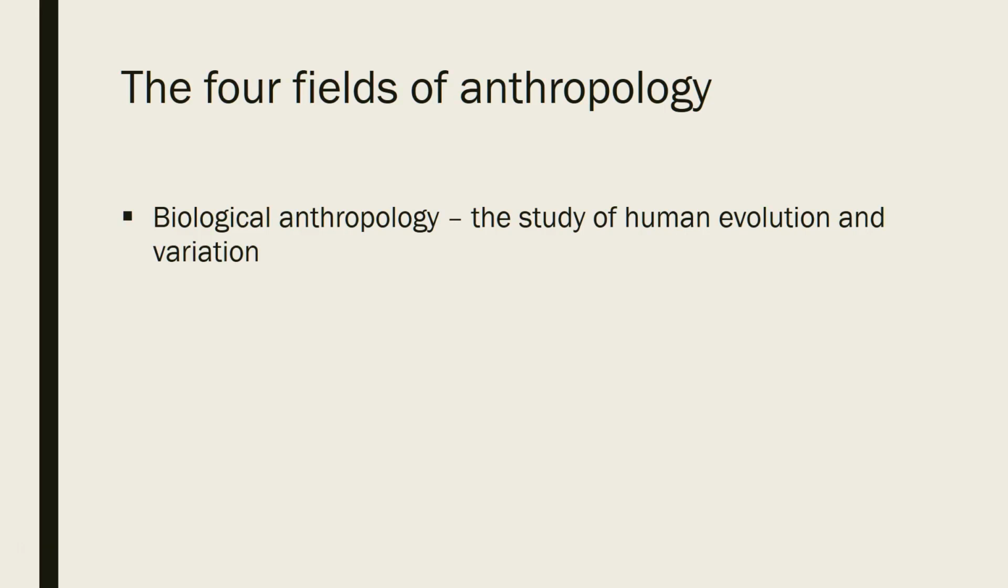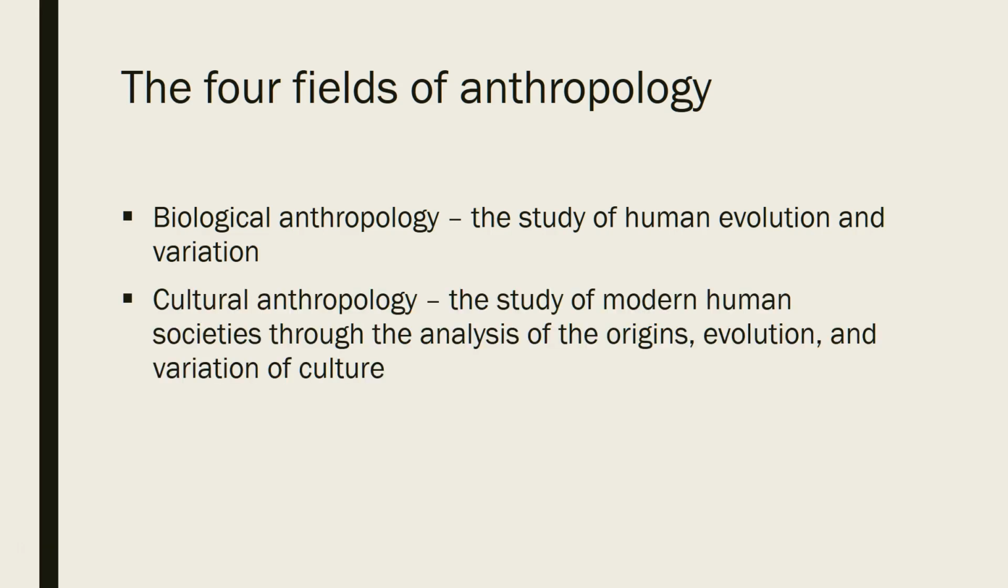Okay, now that we've defined what anthropology is, we're going to take a look at the four-field approach to anthropology as is commonly taught in the United States. I should add a little bit of a caveat in the sense that most anthropologists do not specialize in all four fields of anthropology. Having noted that, let's take a look at the definitions for the four fields. First, you have biological anthropology, which is the subject of this course, which is the study of human evolution and variation. Next, you have cultural anthropology, which is the study of modern human societies through the analysis of the origins, evolution, and variation of culture.